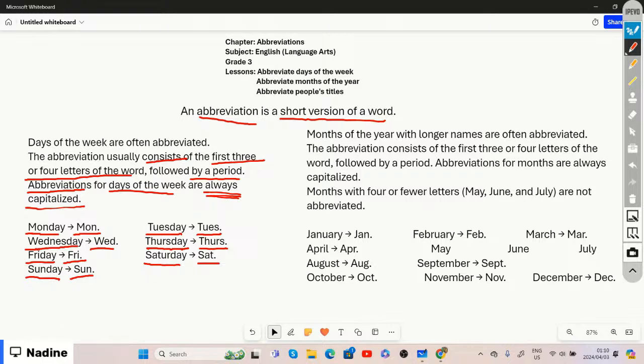And as you can see, if you look at the first letters of those words, it is still capitalized. So the days of the week we abbreviate with either the first 3 letters, the first 4 letters, or like in Thursday, the first 5 letters of that word, and it is followed by a period. And remember, we said abbreviations for days of the week are always capitalized.